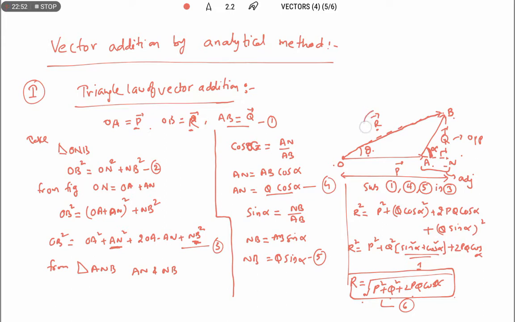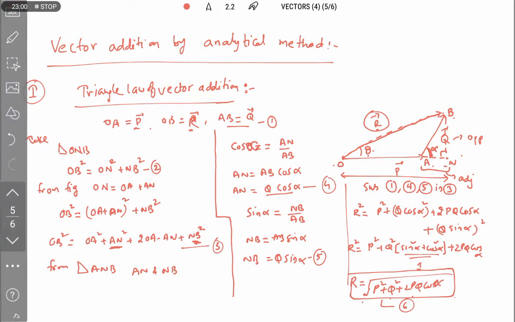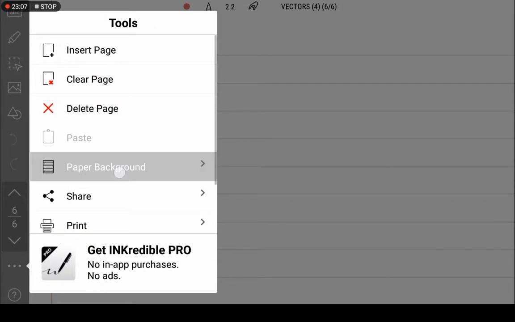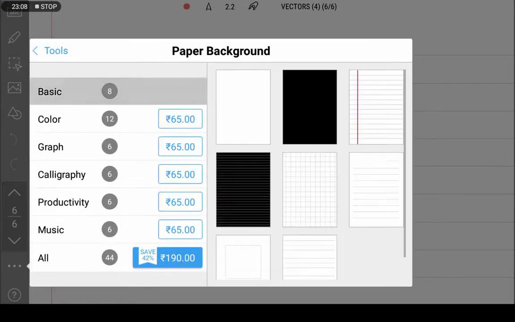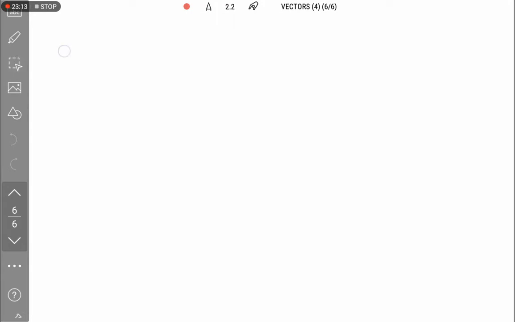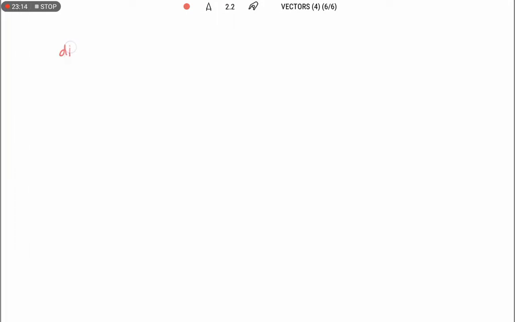So now it is a vector. R is a vector. If R is a vector, definitely it should have both magnitude and direction. Without direction there is no meaning for a vector. Let us find out the direction of the resultant vector.